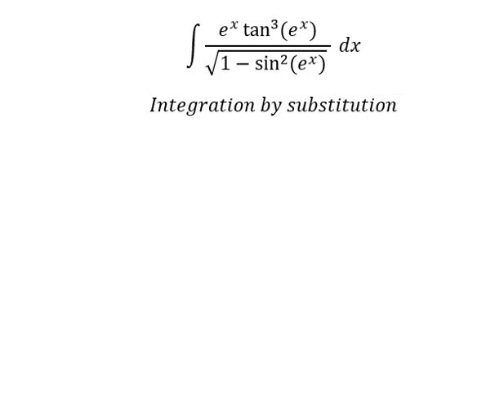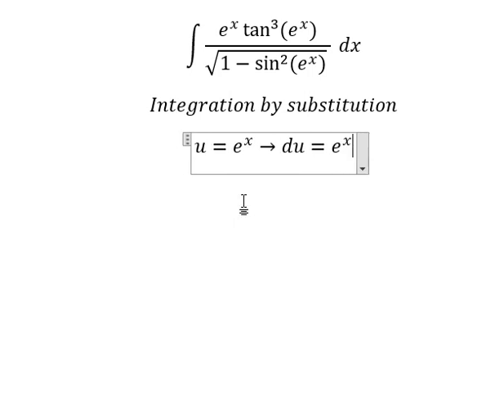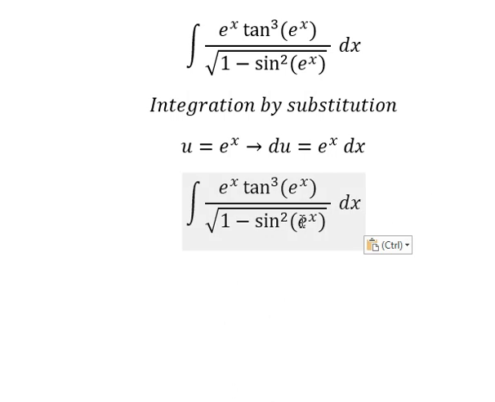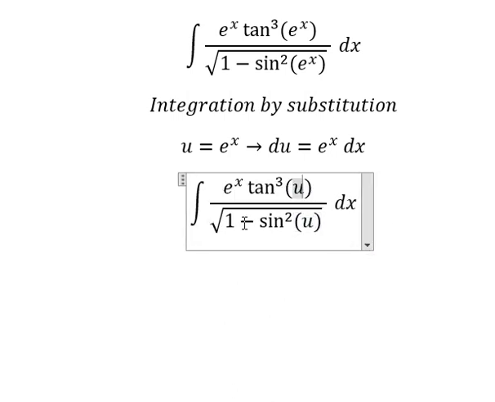So I will put u equals e to the power of s. After that, we need to do the first derivative for both sides, and we have du equals e to the power of s ds. Next, this one we change to u. This one we change to u. e to the power of s ds we change to du.